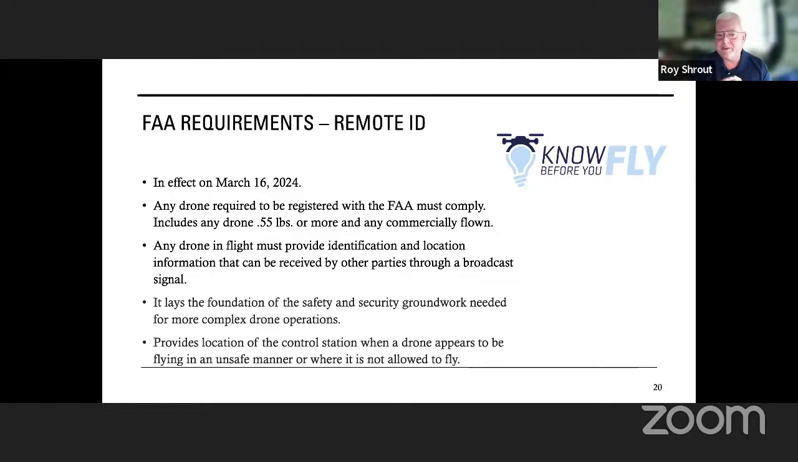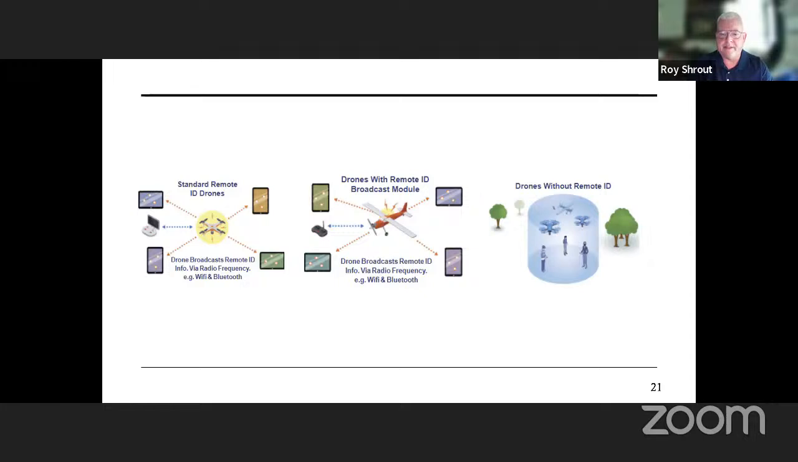Any drone is required to be registered with the FAA. In other words, drones of 250 grams or greater must comply and must have the ability to do this. Any drone in flight must provide the ID and location information that can be received by other parties through broadcast. Again, it lays the foundation for safety and security in more complex drone operations. And then, yeah, here are the 3 components, if you will, of Remote ID. On the first one, on the left-hand side, all the drones I fly are DJI. A lot of the manufacturers have built-in software now that allows this to be done automatically.